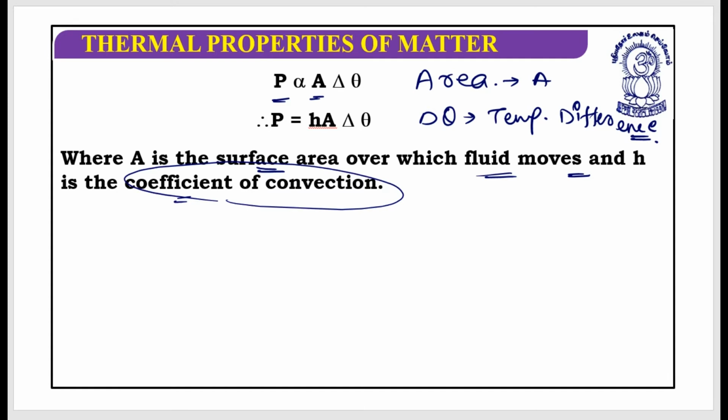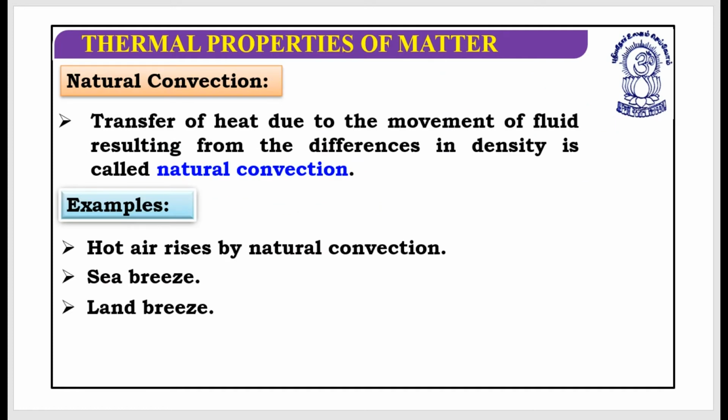Now when I discuss convection, we have two types: one is natural convection and the other is forced convection. First let's look at what natural convection is all about. It is the transfer of heat due to the movement of the fluid resulting from differences in density. That is what we call natural convection. Examples of natural convection are hot air rising, a sea breeze, a land breeze, and many more.